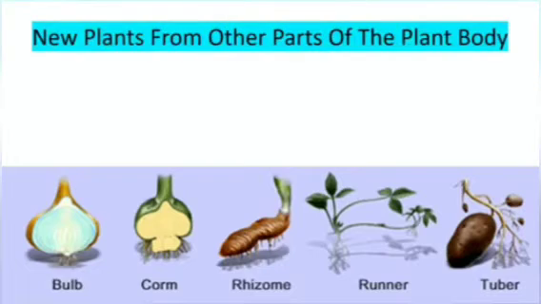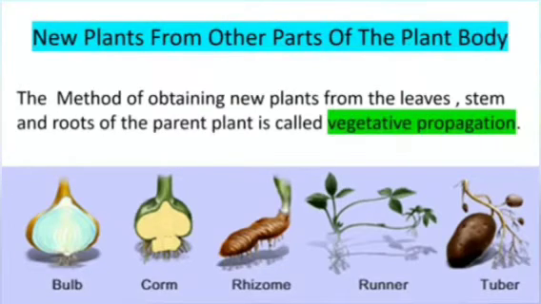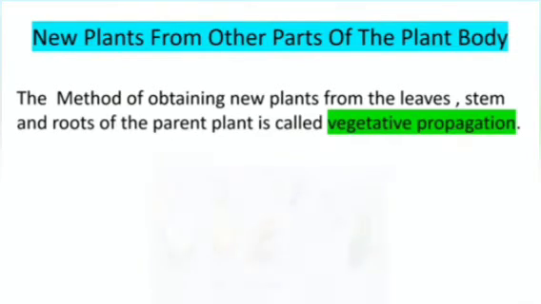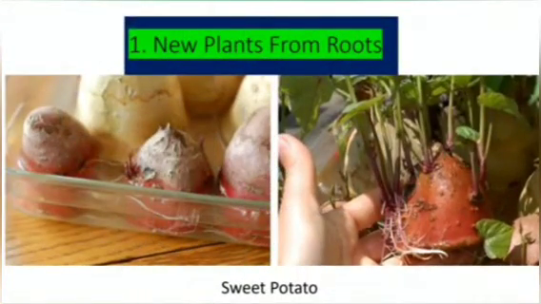Some plants produce new plants from other parts of the plant body. The method of obtaining a new plant from the leaves, stem and roots of the parent plant is called vegetative propagation. Now let us discuss what exactly this vegetative propagation is. Children, do you know? New plants grow from roots.